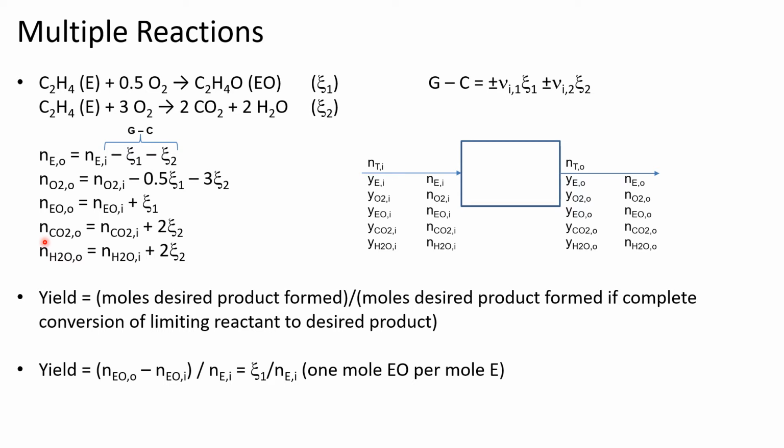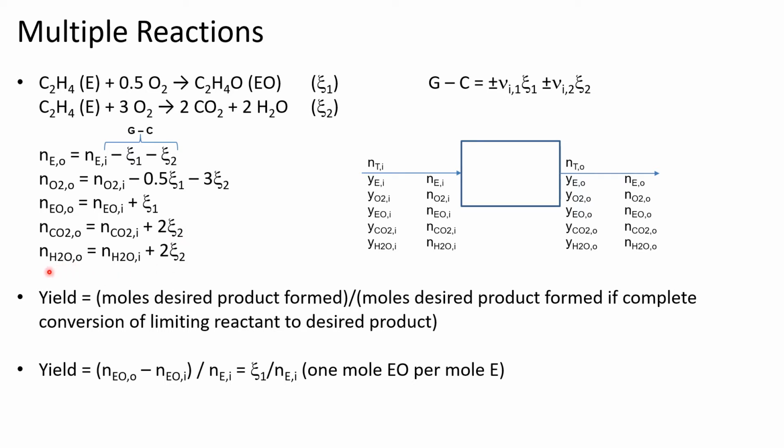We move on to CO2. CO2 out is equal to CO2 in. And if we look at the first reaction, CO2 does not participate, so there's not a contribution from it. But it does appear in the second. It's a product, so we put a plus. The coefficient for CO2 in the second reaction is 2, and we'll multiply by the extent of the second reaction.